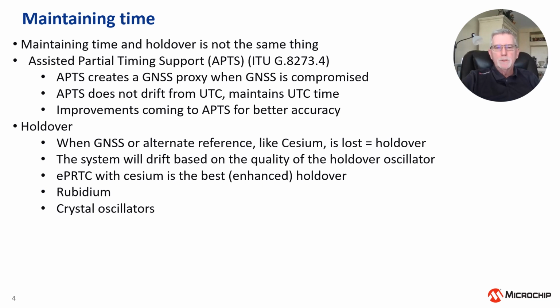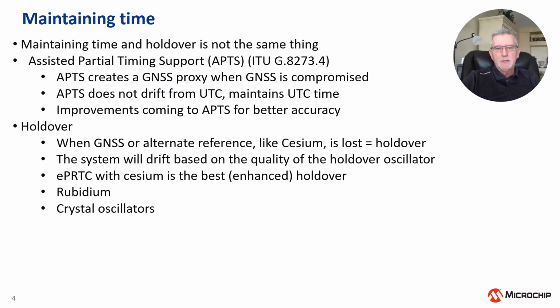There are many improvements coming to the APTS technology and algorithms from Microchip FTS to get even better accuracy for APTS applications. But APTS is a fabulous technology to maintain UTC traceable time and address what we call GPS or GNSS vulnerabilities for failures, as well as things like jamming and spoofing events that occur sometimes in different geographical spots around the globe.